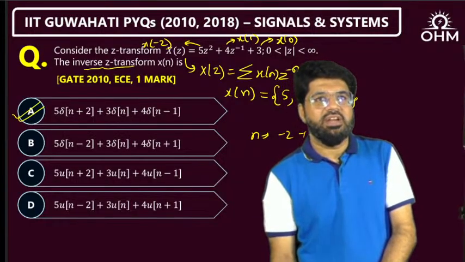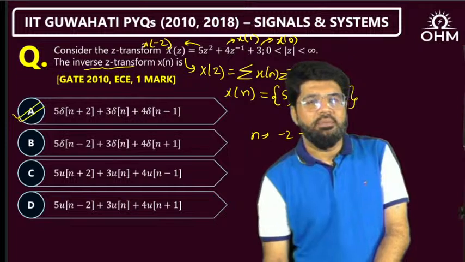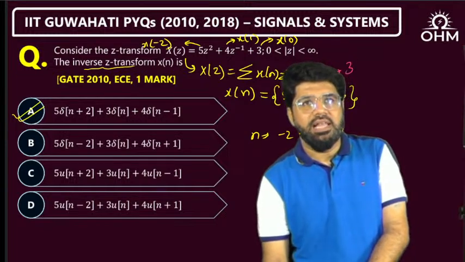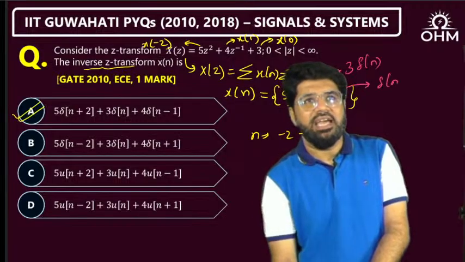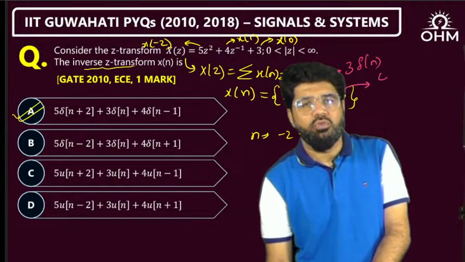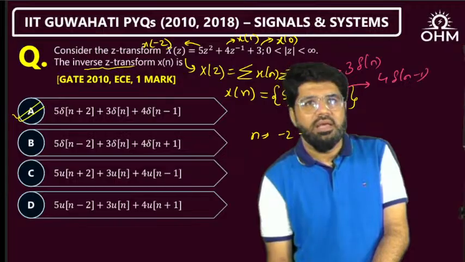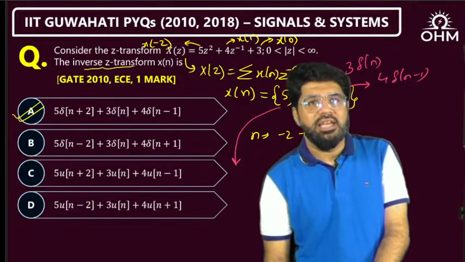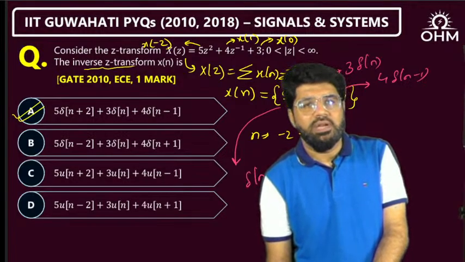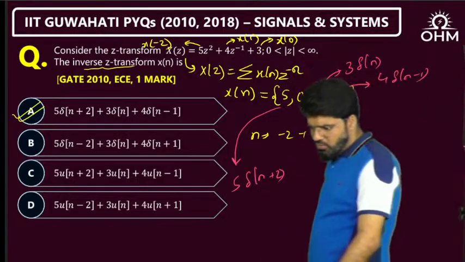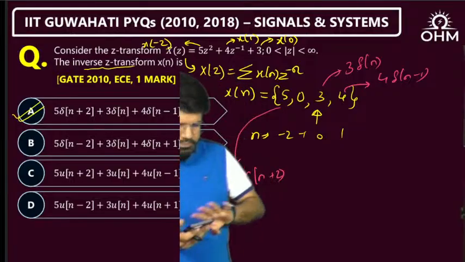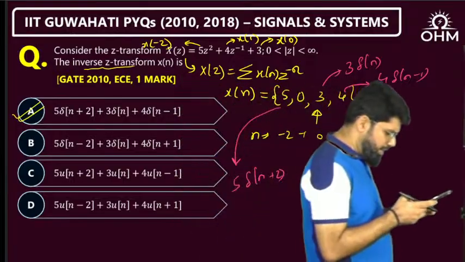This is a left shifted impulse, na? One by one you can represent this by 3 del n, impulse at origin, impulse at n equal to 1, we write it as delta n minus 1, with amplitude 4, so 4 delta n minus 1, and this impulse is at n equal to minus 2, so delta n plus 2 with amplitude 5. Option number A. Simple, na? Option number A, Akhila, correct.